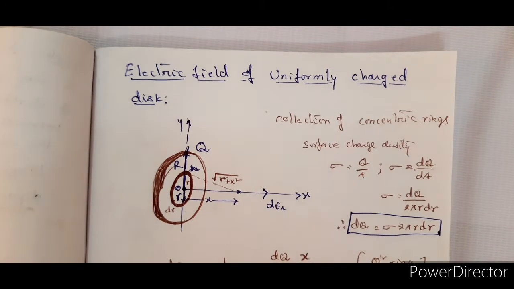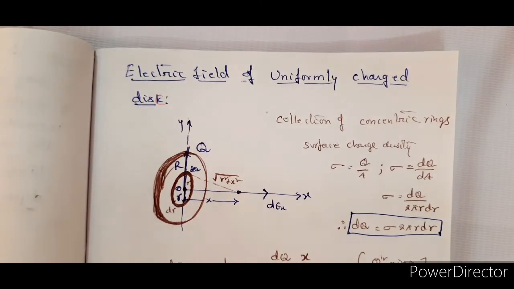Now let us see the derivation part of the electric field of a uniformly charged disk. A collection of concentric rings, and surface charge density. These two things you have to remember while you are discussing the circular disk.